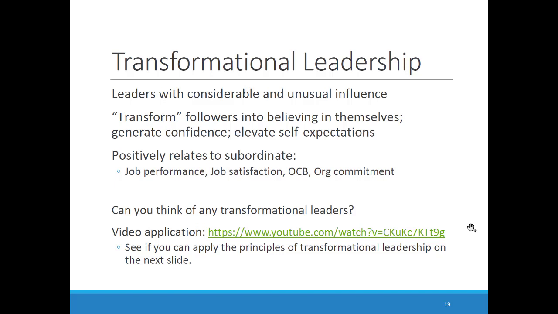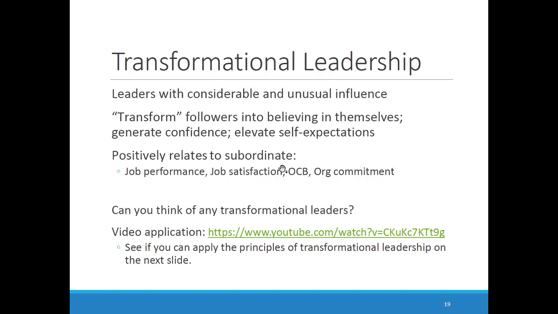Transformational leadership is oftentimes considered to be a very positive form of leadership in organizations because in general, it positively relates to employee job performance. So people who have transformational leaders tend to perform better. They tend to be more satisfied with their jobs. They tend to have more commitment to want to stay with their organizations. And they also have higher levels of OCB. OCB is an abbreviation for organizational citizenship behaviors.